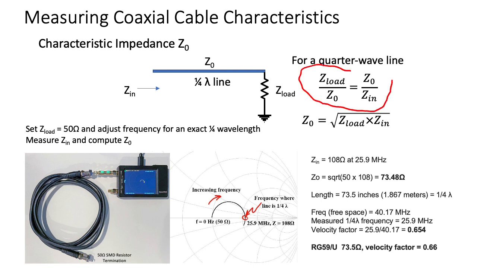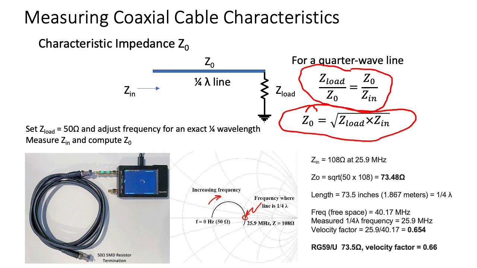Z load over Z naught is equal to Z naught over Z in. On the Smith chart, essentially that is a flip along the horizontal axis of the Smith chart. From this equation, I can calculate that the characteristic impedance of that specific piece of quarter wave line is equal to the square root of the load impedance times the input impedance.